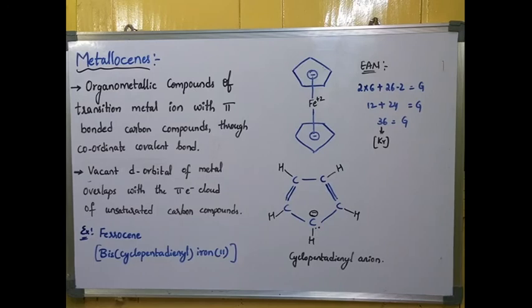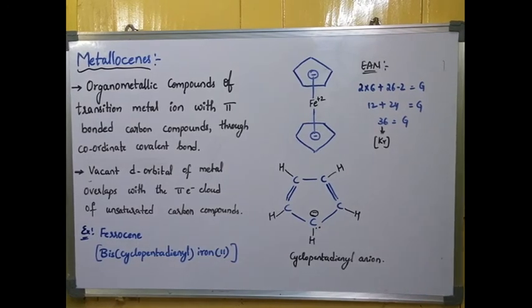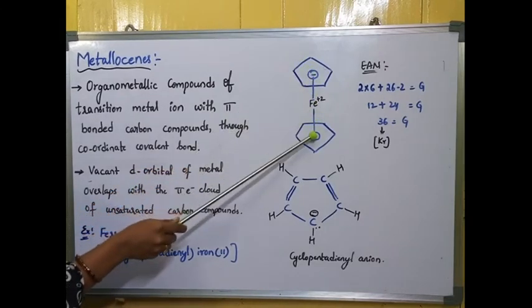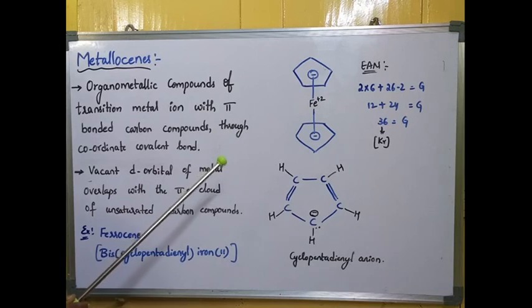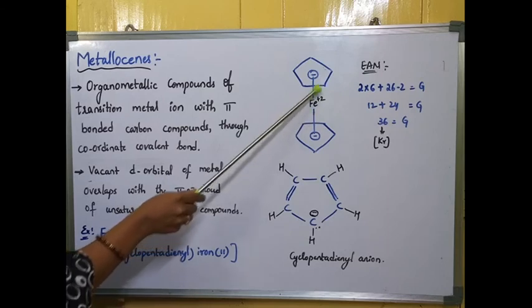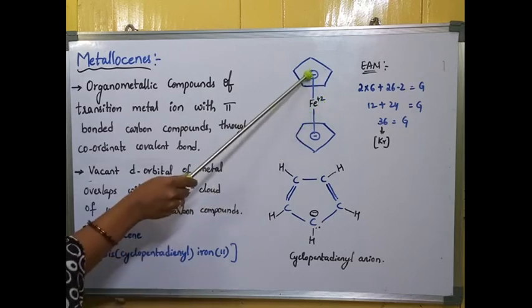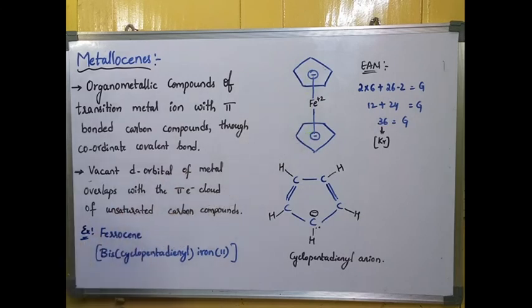Next, let us see metallocenes. These are organometallic compounds where the metal ion is bonded with an organic compound which has a pi bond. Here the metal has a vacant d orbital, and this vacant d orbital is filled by the electrons of the pi bonded unsaturated carbon compound. Let us see the definition. Organometallic compounds are transition metal ions with pi bonded carbon compounds through coordinate covalent bonds.